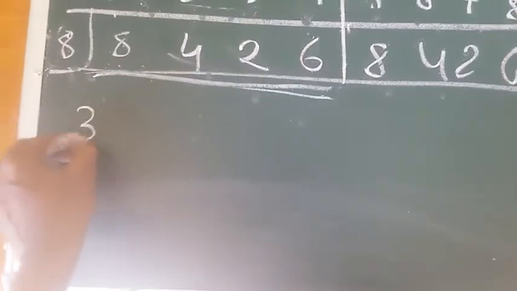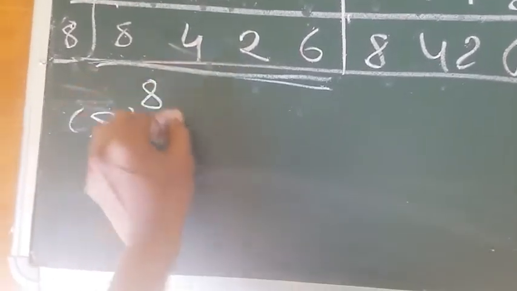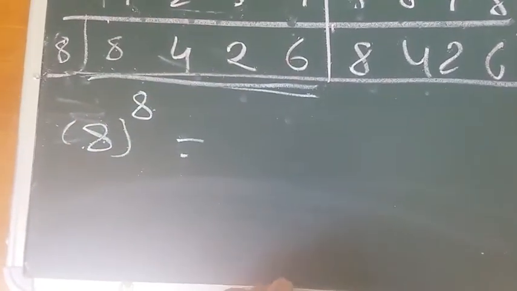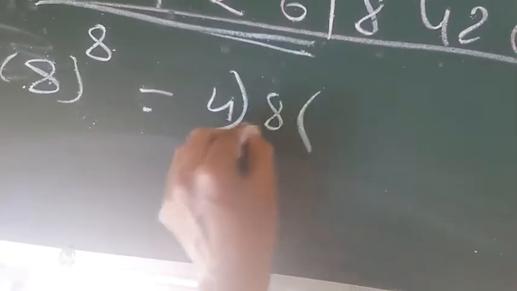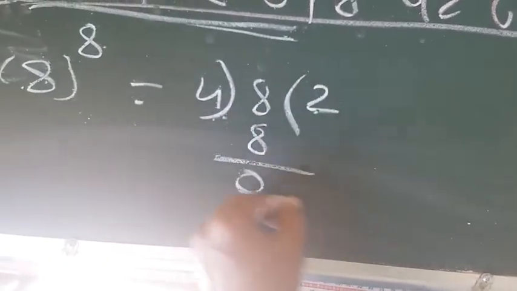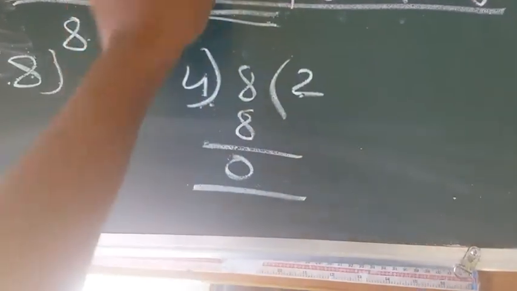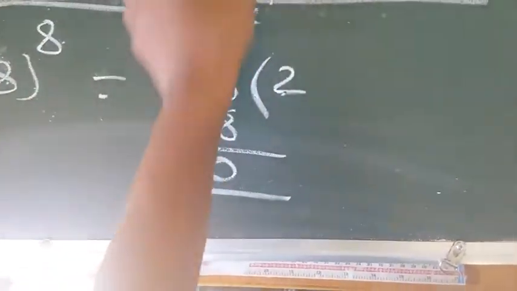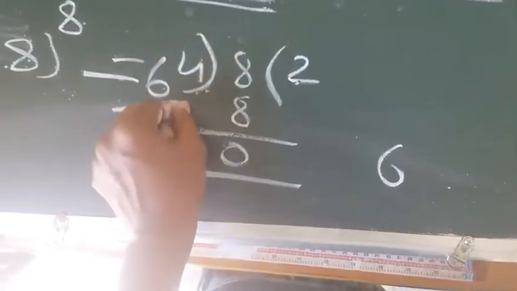Let us discuss one example. 8 power 8. What is its units place? You have to divide 8 by 4. 4 2s are 8. Hence we got the remainder 0. When you get the remainder 0, consider the power of 4. 8 power 4 units place is 6 and 8 power 8 units place is also 6.